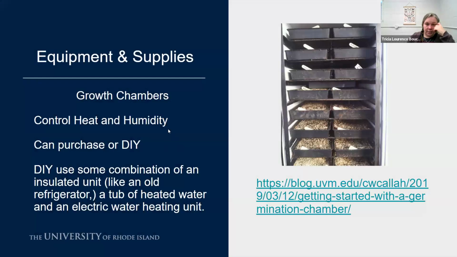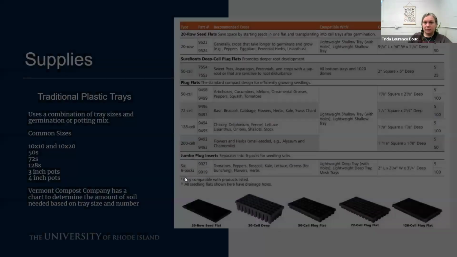If you don't have a greenhouse. Okay, so germination chambers, we don't have one, but lots of people use them. They help to keep the seeds nice and warm and also hold in the humidity. You can purchase them for $5,000 to $10,000, or you can DIY your own one with an old refrigerator, a tub of heated water, and an electrical heating unit. You would need more instruction than I can provide you in this class. There's some websites on how to start them. This is for larger growing operations.